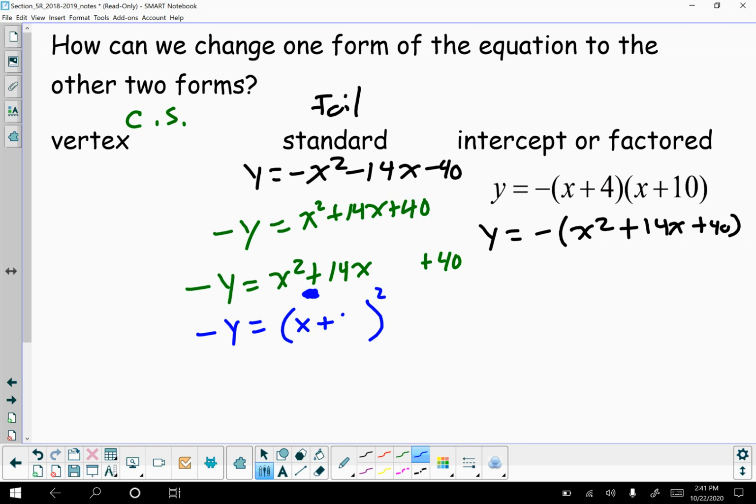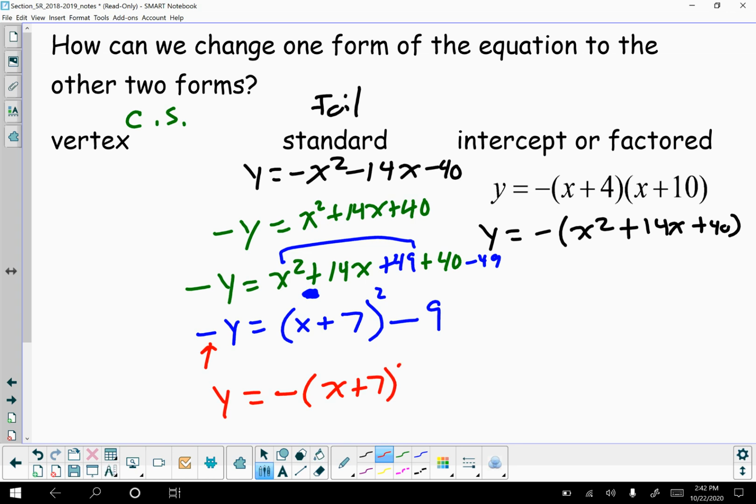Half of 14 is 7. 7 squared is 49, so I'm going to add 49 and subtract 49. So this is my completed square. If I were to FOIL out x plus 7 and x plus 7, I'd get x squared plus 14x plus 49, and then that becomes a minus 9. But you remember that negative here? Yeah, I'm going to multiply it. So the negative is going to be out in front of the parentheses here. It doesn't get distributed in, but it does change this sign here. Changes it to a positive. So that is my vertex form.